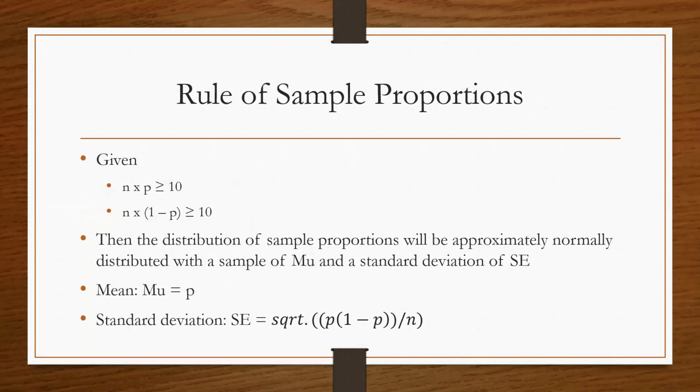If it's true, then the distribution of sample proportions will be approximately normally distributed, and mu will equal the proportion, and the standard deviation will be that equation there. That's not very pretty to look at. Basically, it's the square root of p times 1 minus p divided by n.